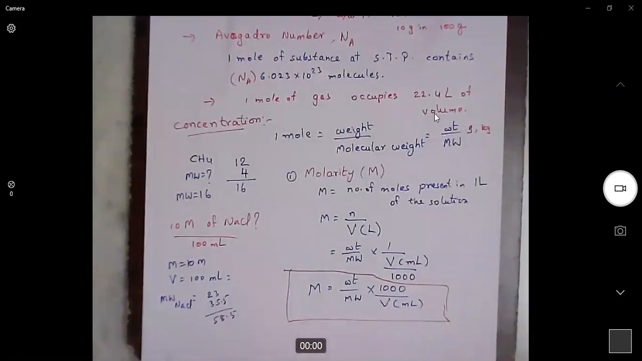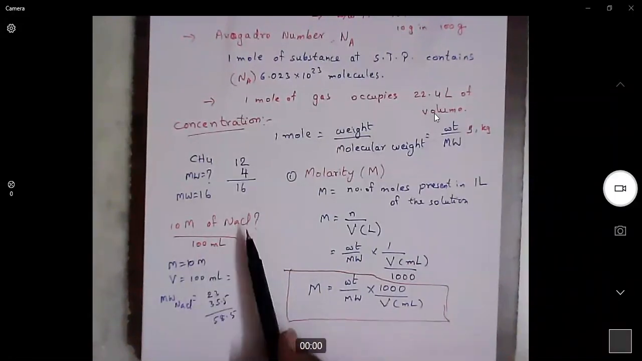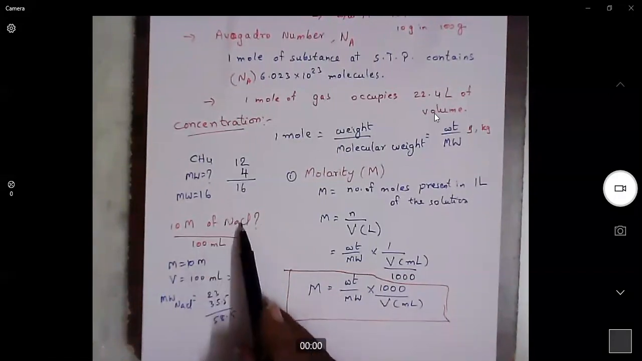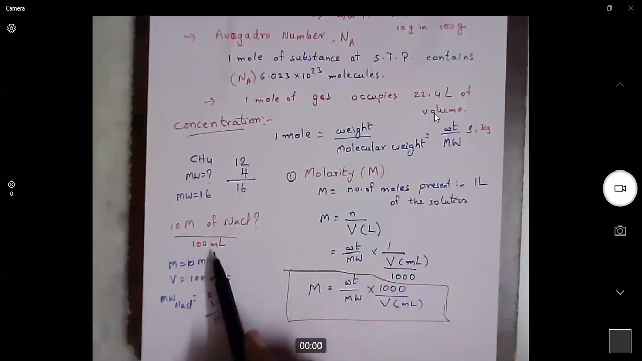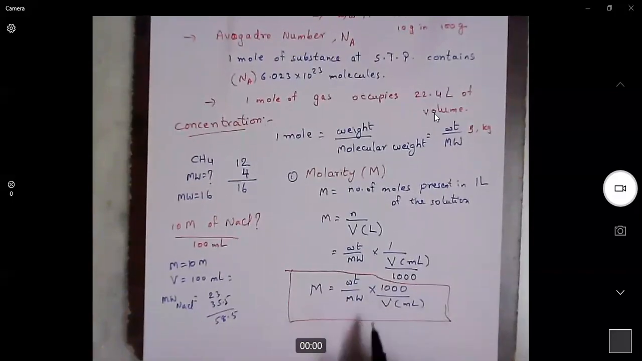Now molarity was mentioned, volume of the solution was mentioned, and the compound is also mentioned. So molarity, volume and molecular weight, all the terms were derived. What we don't know is the weight: how much sodium chloride needs to be dissolved in 100 ml. That's what we need to identify. In order to identify that, we need to rearrange this formula, keeping the weight on this side.